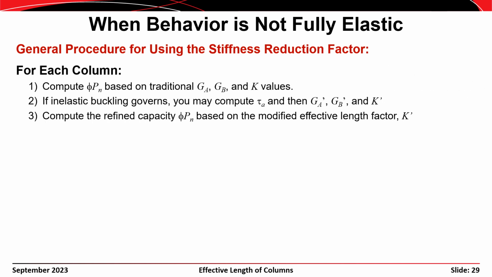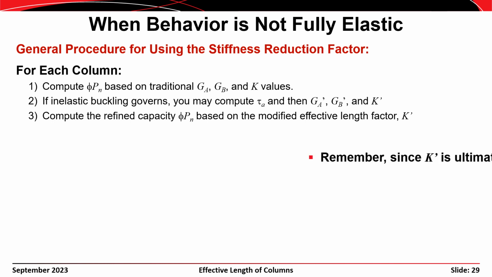To implement the stiffness reduction factor, first compute the stiffness ratios G for the top and bottom of the column, then the effective length factor K, and then the design resistance phi times P sub n. Next, if you find that inelastic buckling governs, you are permitted to compute the stiffness reduction factor, then modified values of the stiffness ratios, G prime, and then a modified effective length factor, K prime. Finally, you can compute a refined value of phi times P sub n based on the modified effective length factor, K prime.